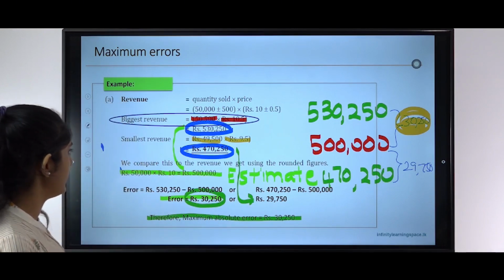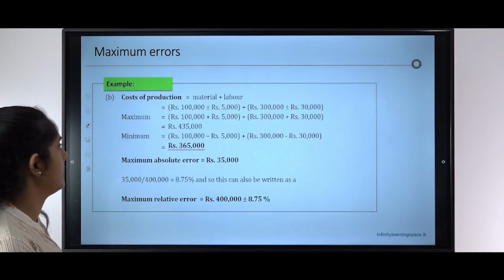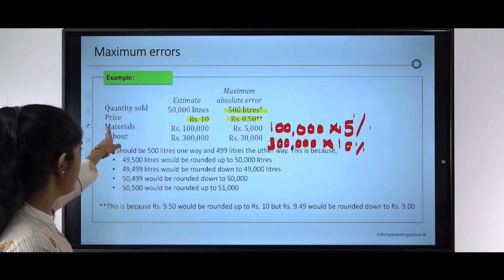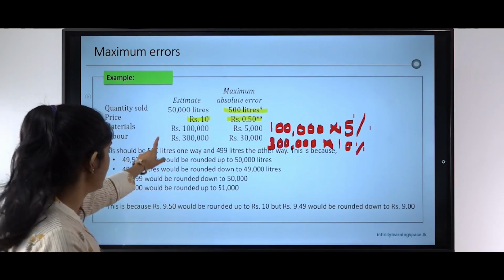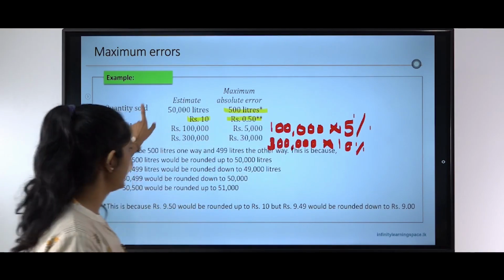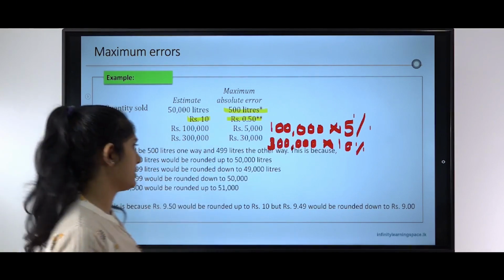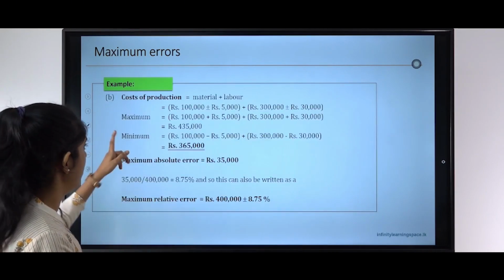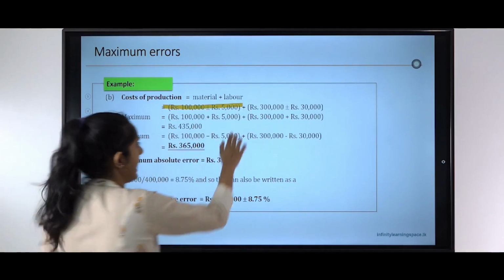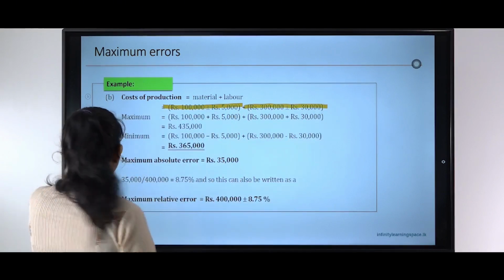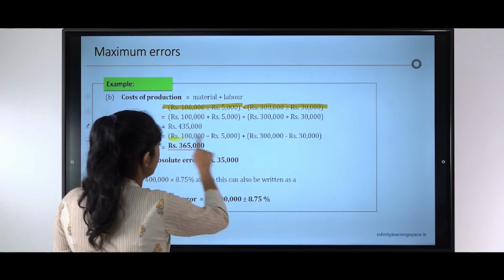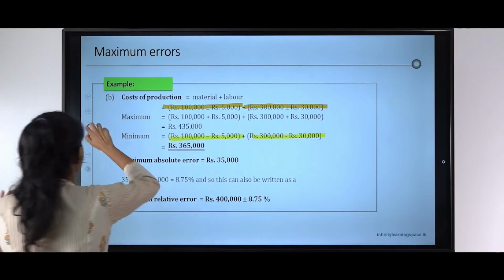Now the biggest revenue is what I selected. Same thing with cost of production. Go back. Material could have gone up by 5,000, labor could have gone up by 30,000. Or material could have gone down by 5,000, labor could have gone down by 30,000. So, material increase by 5 and labor increase by 5. Or if you take the lesser side, decrease and decrease. Sorry, what I highlighted.